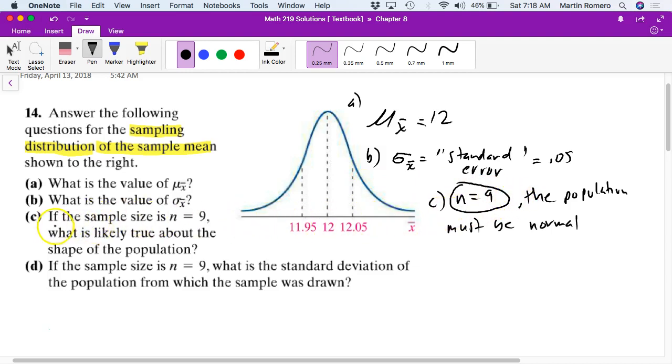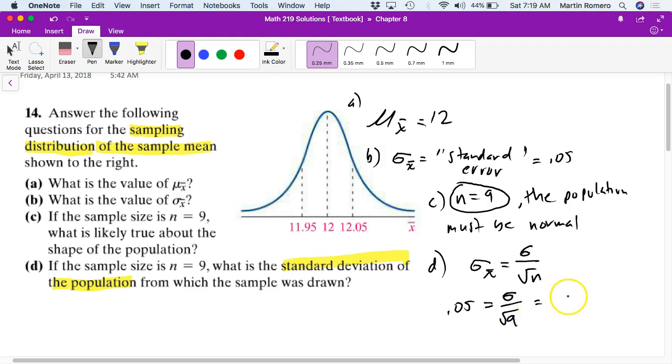Okay, and so part D, if the sample size is 9, what is the standard deviation of the population? Now we have the standard error is 0.05. So in order to determine the standard deviation, what you need to remember is the standard error, or the standard deviation of the sampling distribution, formula has the square root of n. So in this case, we have 0.05 is equal to the standard deviation divided by the square root of 9.